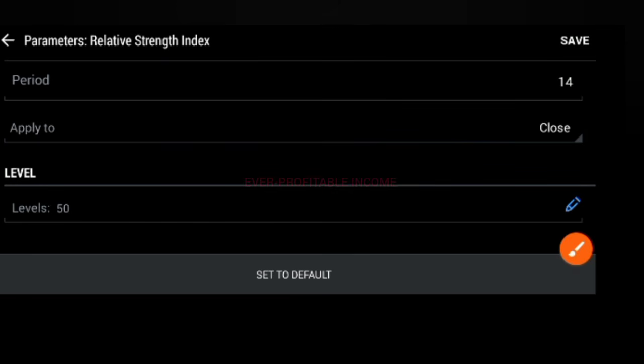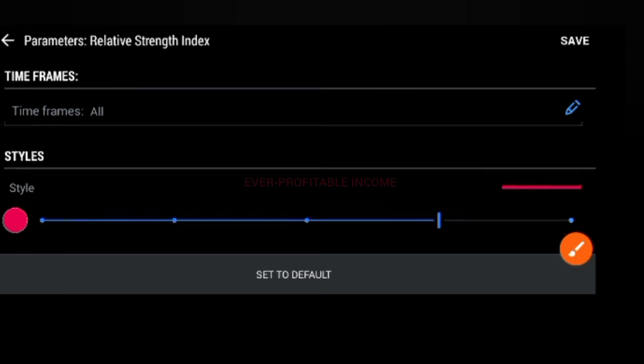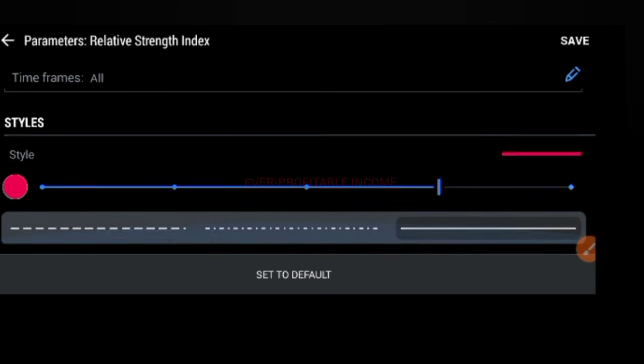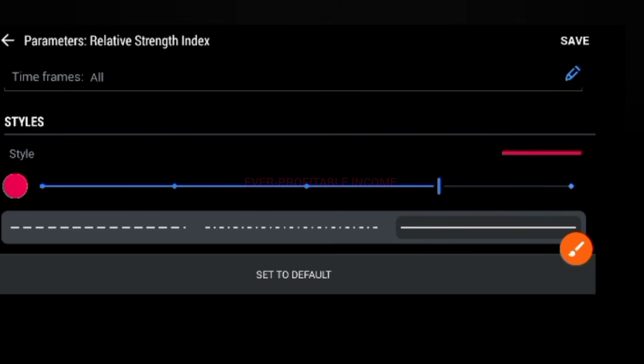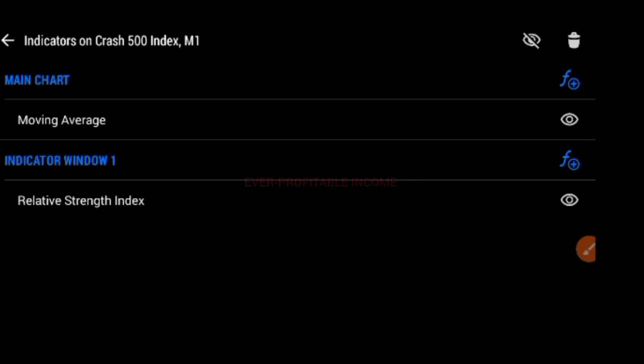So these are your settings, and then you choose your style color. Most times when we are using the RSI, I often tell you to change the style color to your background color because we don't need to use the signal. But today we are using the signal, and that's why I made it red. So make it red, or any color you want to be visible on your chart, and then you click on save. So these are the settings of our indicator.